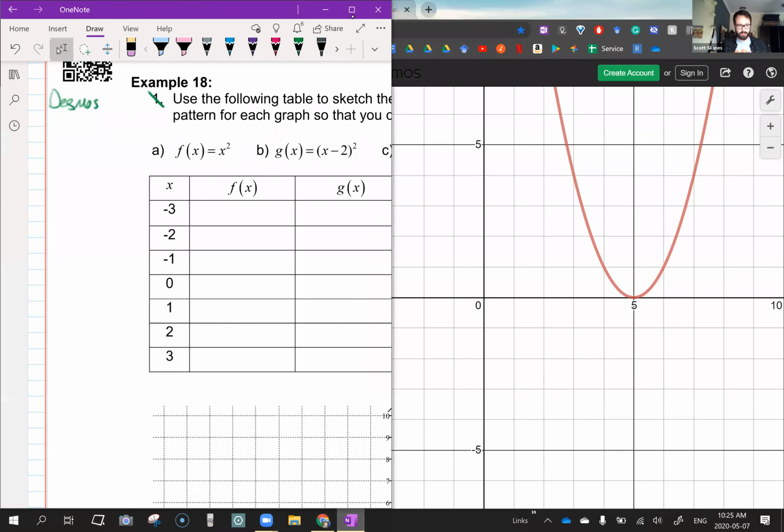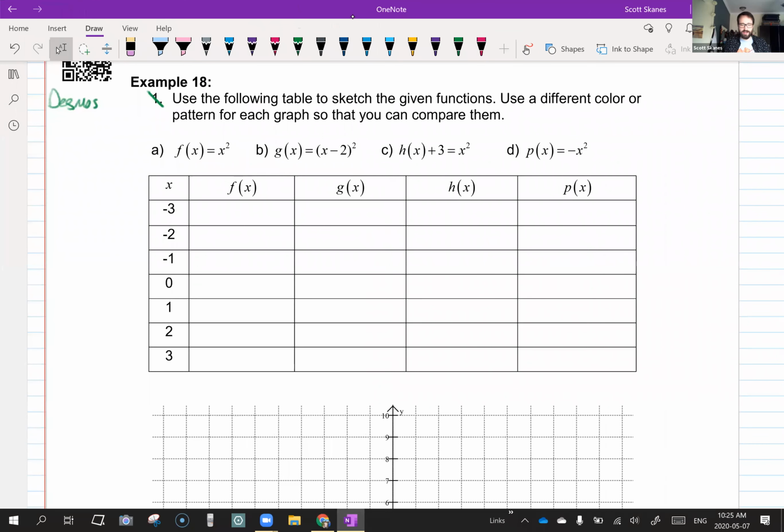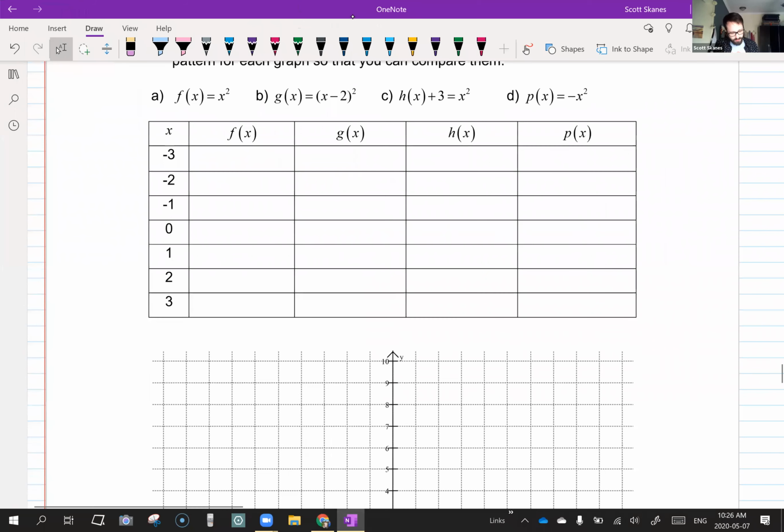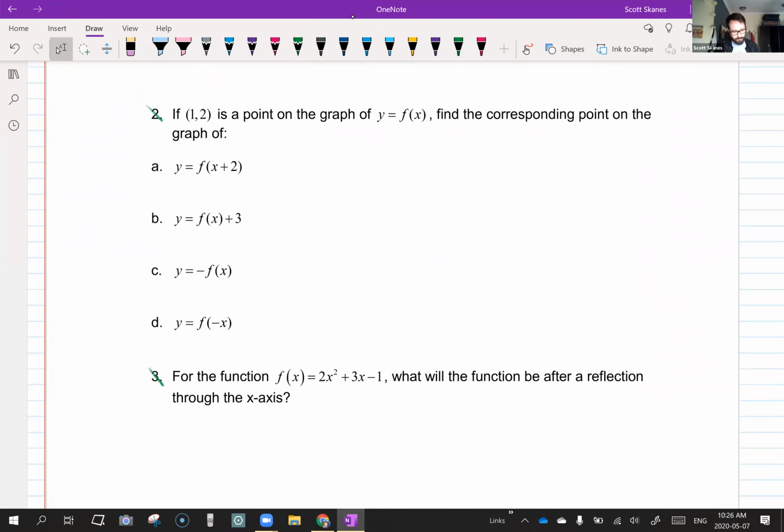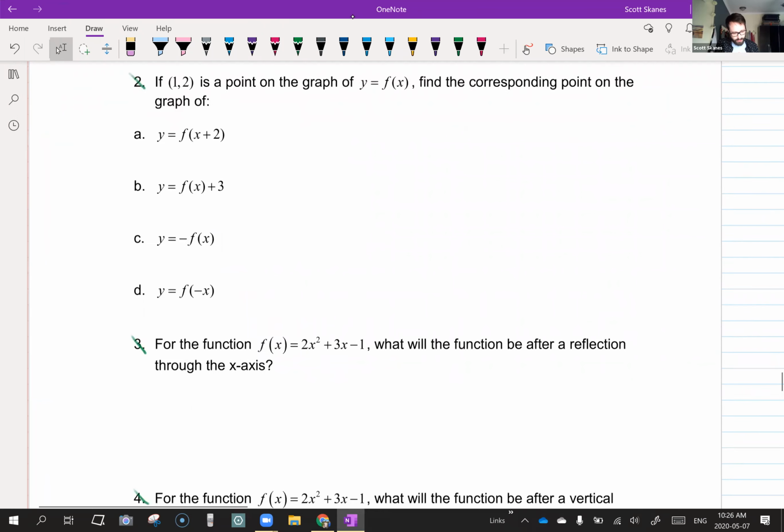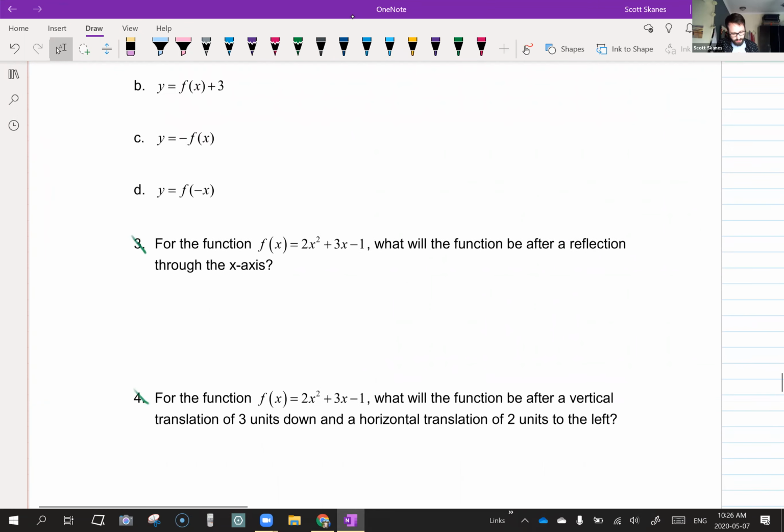So when students look at this, they're like, why is it backwards? Well, that's just the way it is. That's just how it works. So let me do a couple examples so we can understand what's going on here.